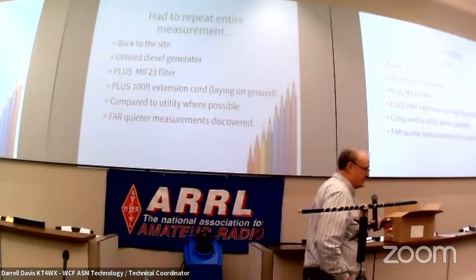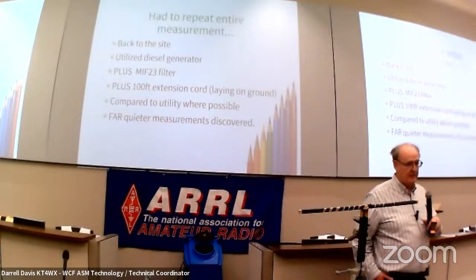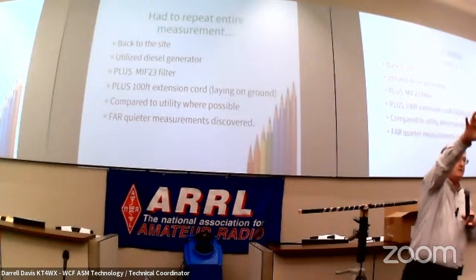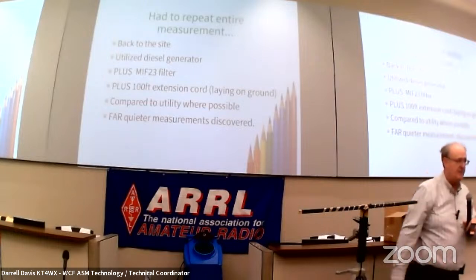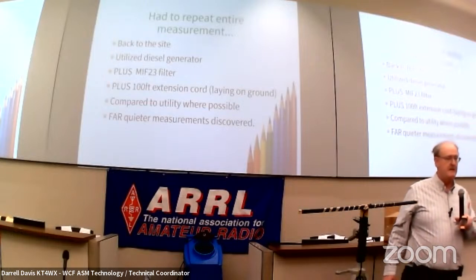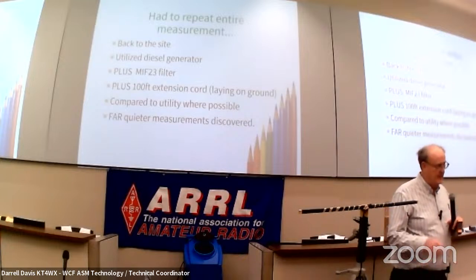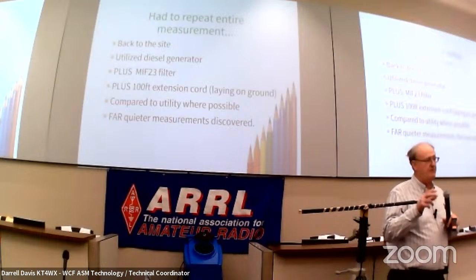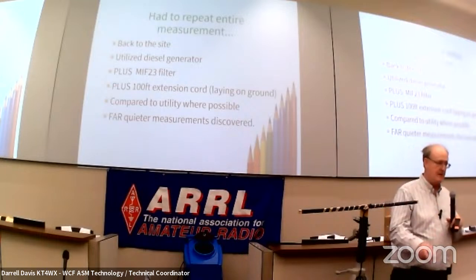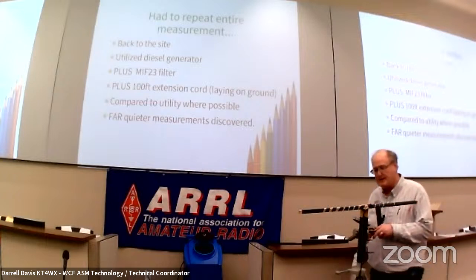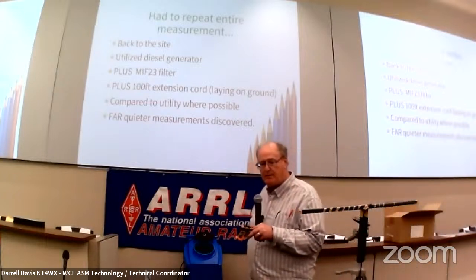I took the whole diesel generator, it's on a trailer, and I took it with me, and we set it on the other side of the parking lot. We ran 150 feet of extension cord to get it as far away as we could. And I used a $123 MIF-23 filter on top of the diesel generator, which has like 50 to 100 dB of isolation. So I did everything I could to get the cleanest power I could possibly get.